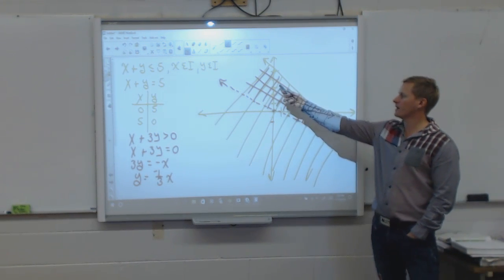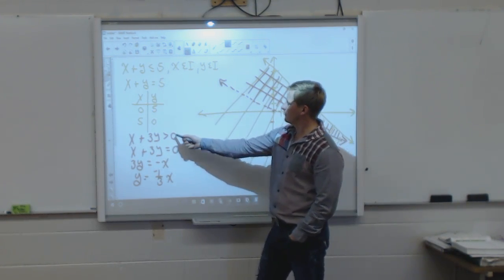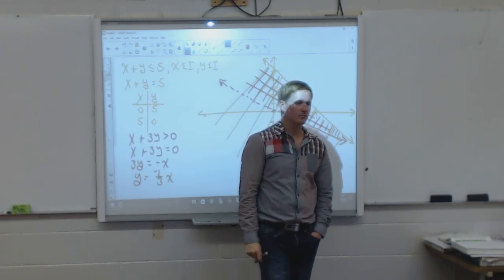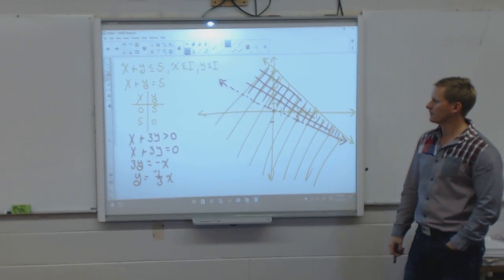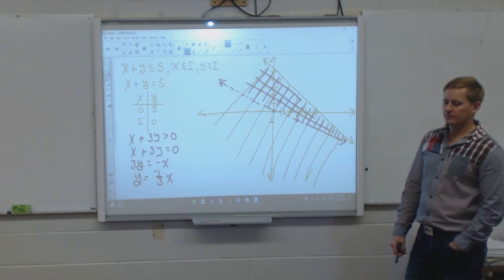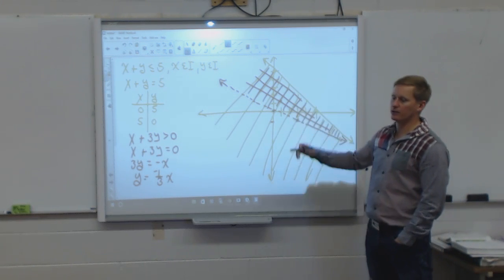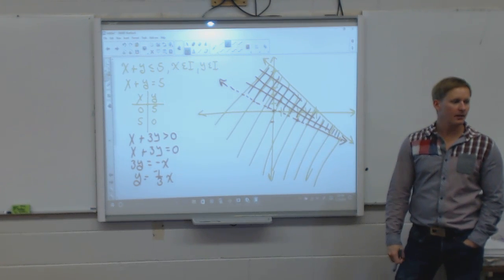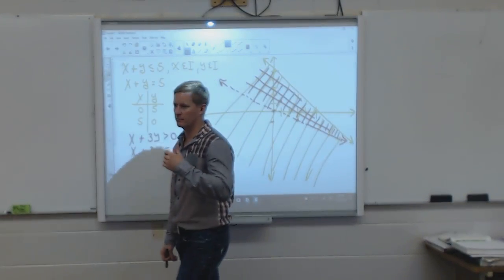So no matter what value I pick from inside this shaded region, it will make that true and that true in both cases. Okay? So I got a couple things though. I haven't done this entirely correct. And this is why we want to do this on graph paper, because it makes it inherently easier.